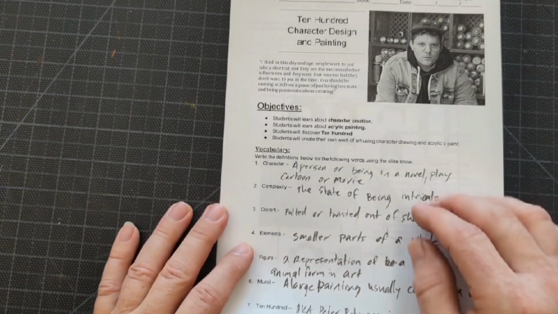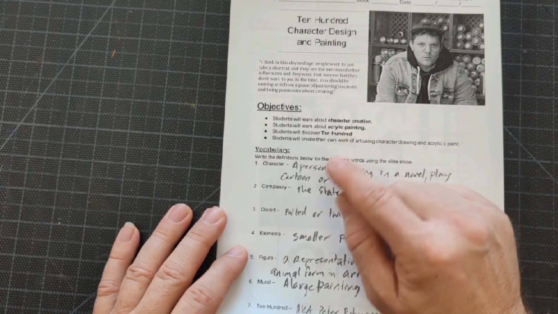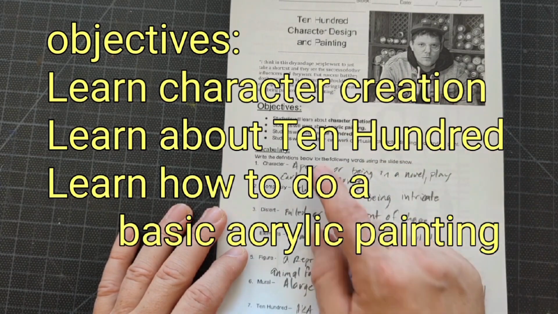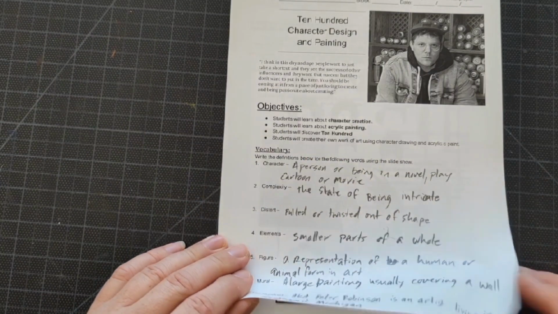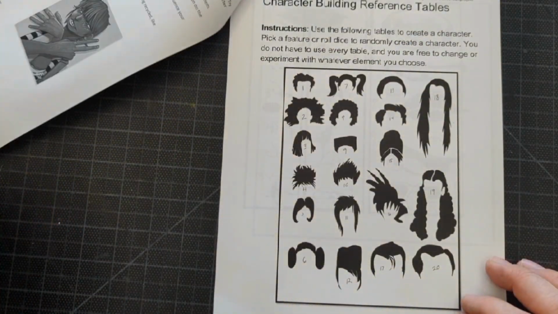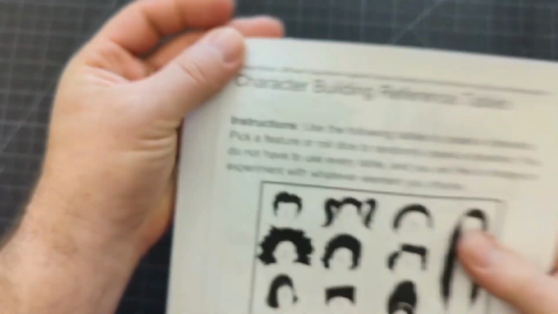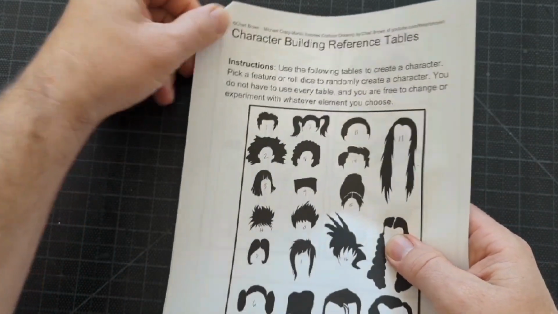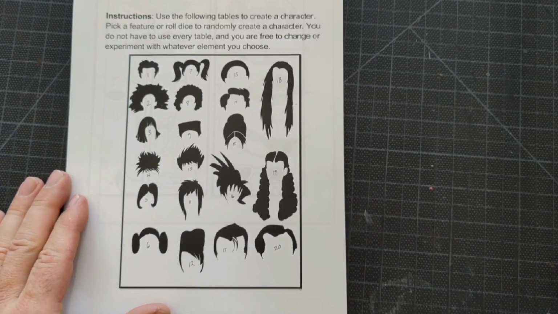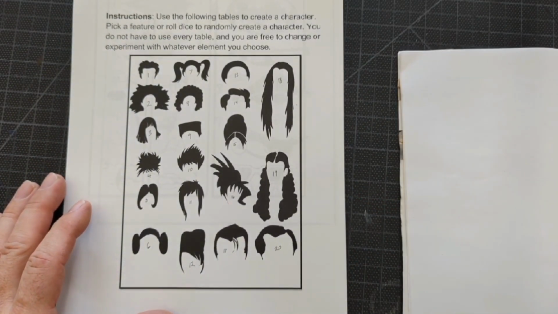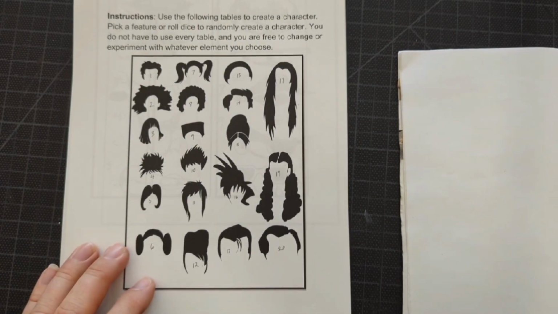into what we're doing. Our objectives are to learn about character creation, acrylic painting, about this guy right here, and to do your own character drawing and acrylic painting. So what we're actually going to do as far as the project goes is we're going to jump to this. You can actually make up your own if you feel capable of doing that, if the teacher allows it, but I'm not going to do that. I'm going to start with just what we have here.